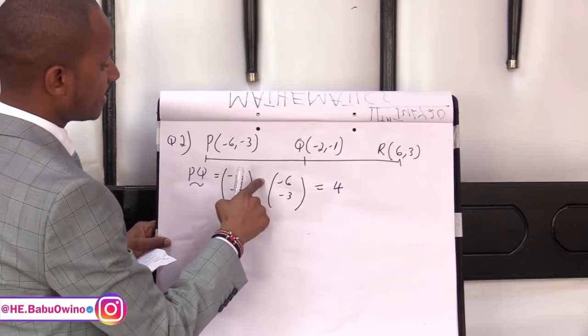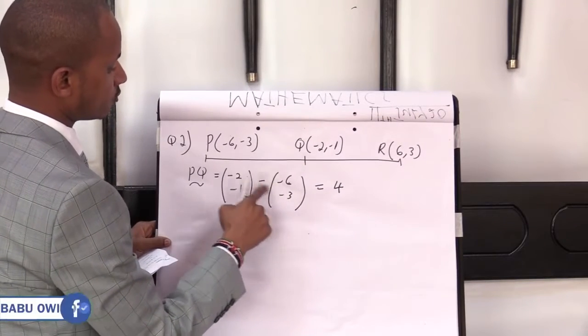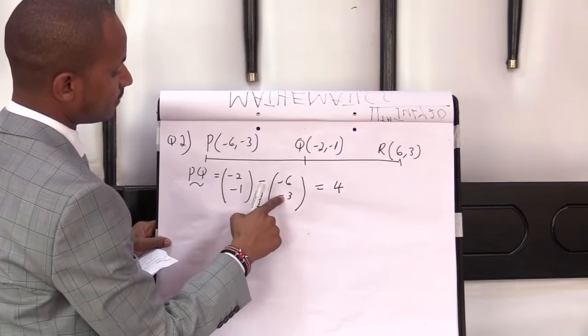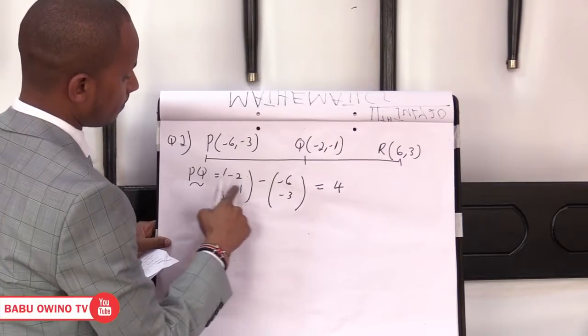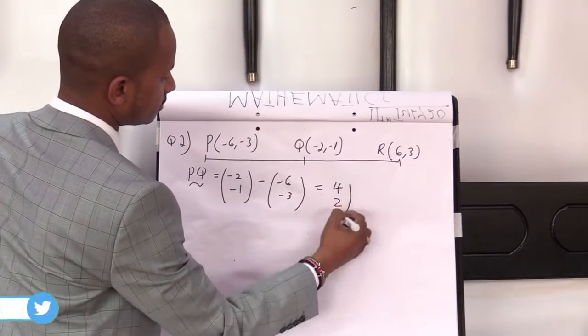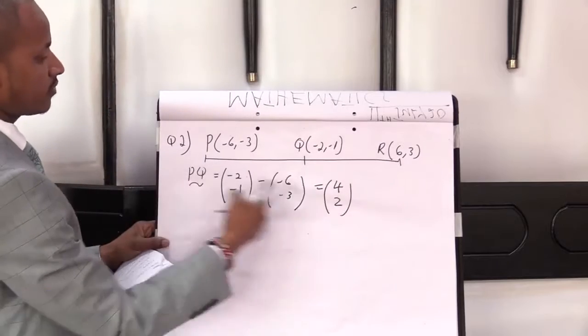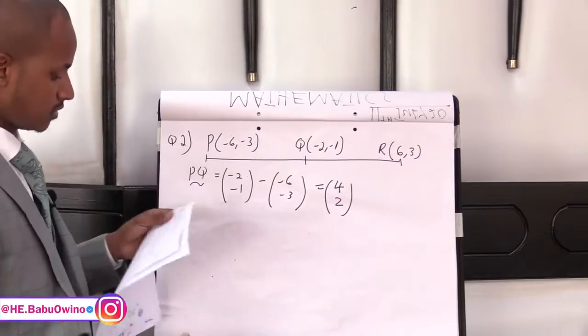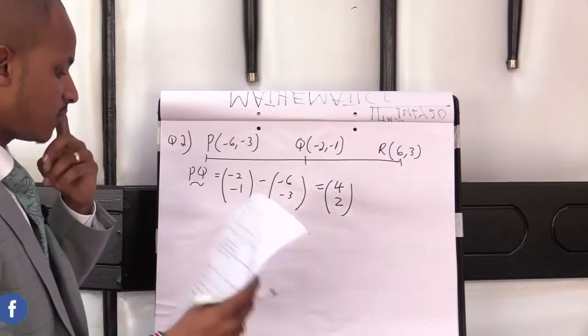Then minus 1 minus minus 3. So it is 3, minus and minus is plus. So it is 3 minus 1, which is 2. So PQ in column vector is 4, 2. And you harvest your answer, you harvest your mark.